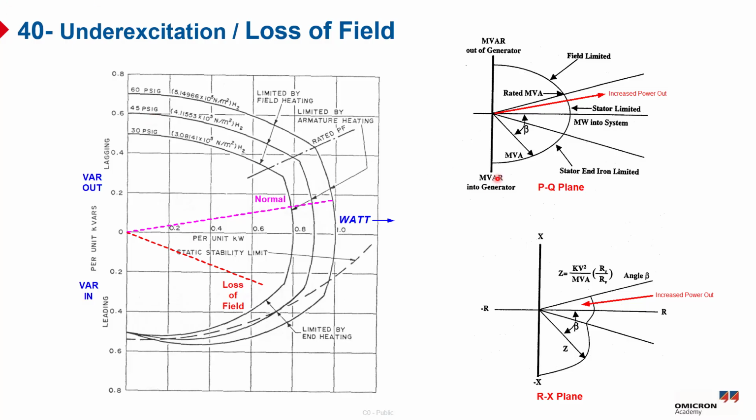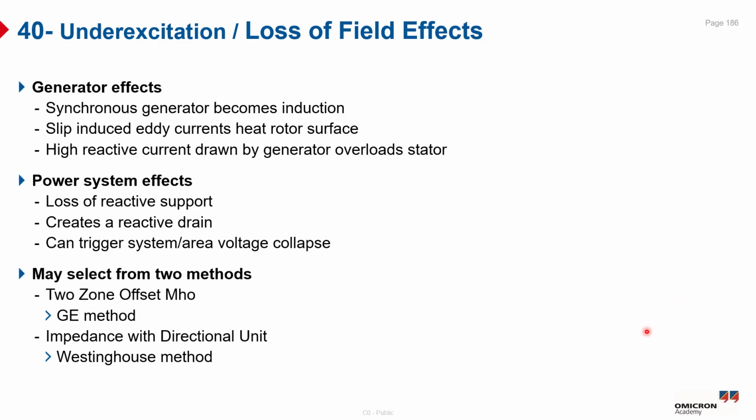Here you can see the conversion from the PQ plane to the RX plane. Now we will talk about the effects. When the generator loses excitation, it starts behaving like an induction machine. Slip-induced eddy currents heat up the rotor surface, and the generator begins drawing high reactive current from the system, overloading the stator. From the system side, this causes a loss of reactive power support and creates a reactive drain that can even trigger voltage collapse.